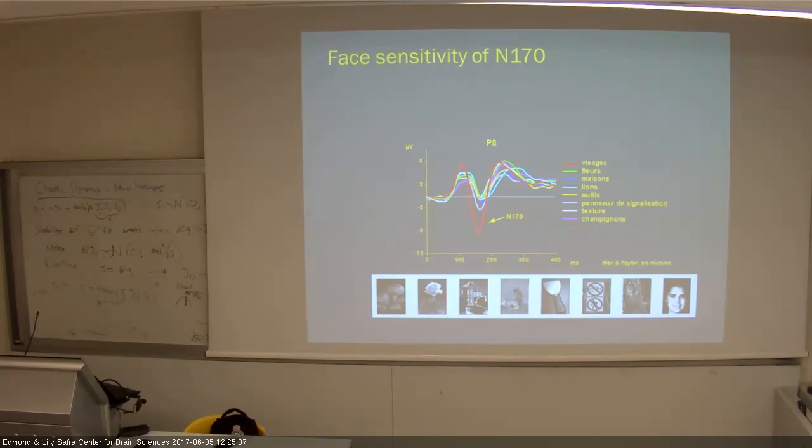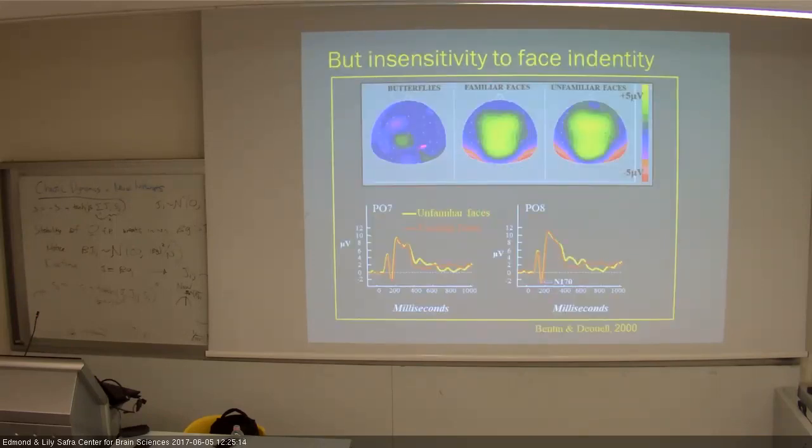Does it appear in the same electrode as the N1? So you can see this here. The negativity is red in this drawing, and you're looking at the head from above. You see the nose over here. So this is the typical topography of the N170, with negativity here on the two sides and more positivity over here.